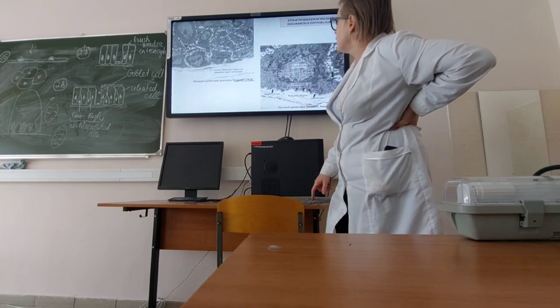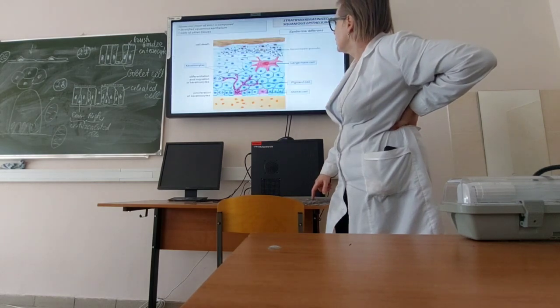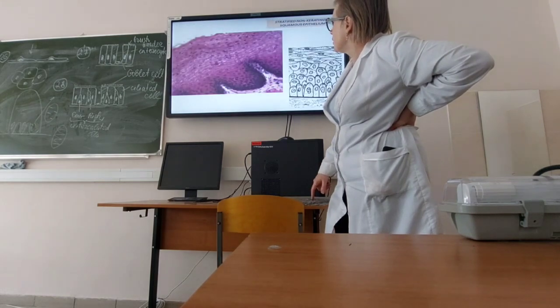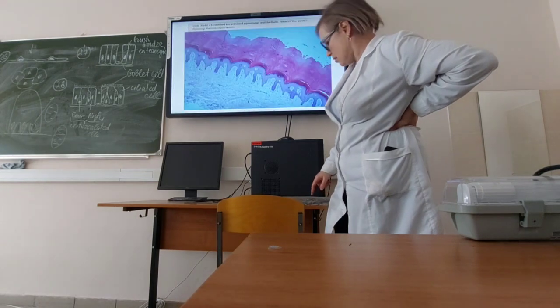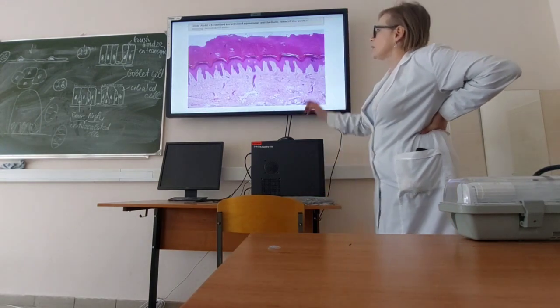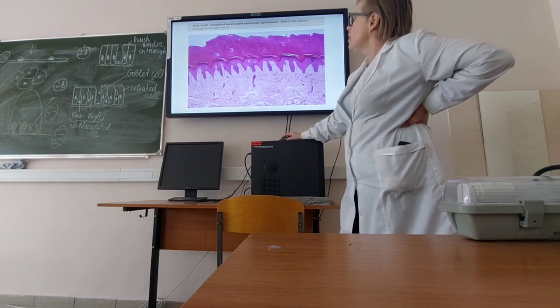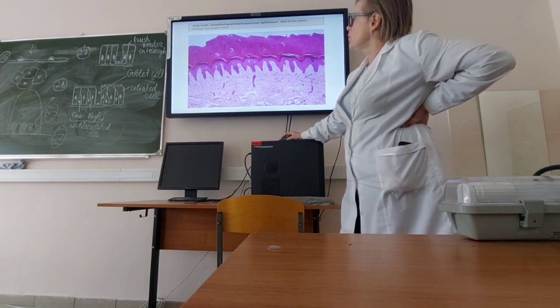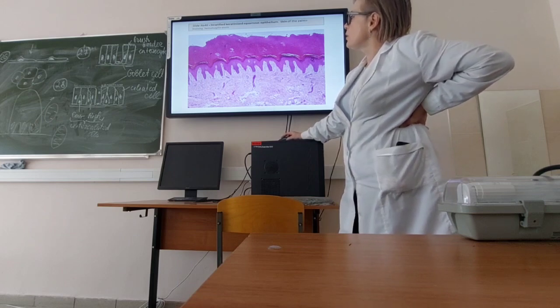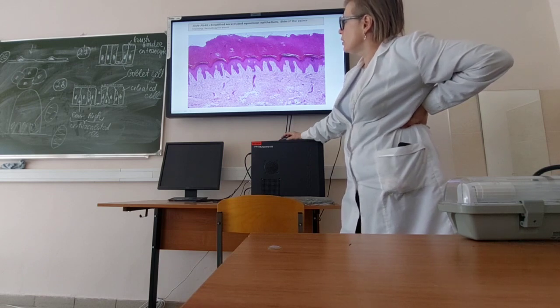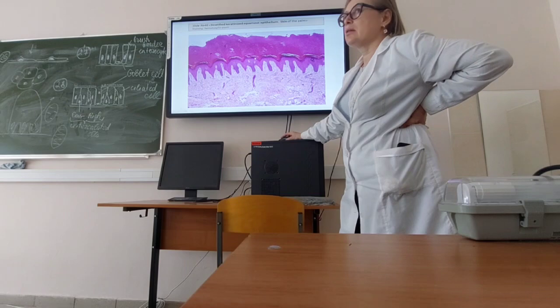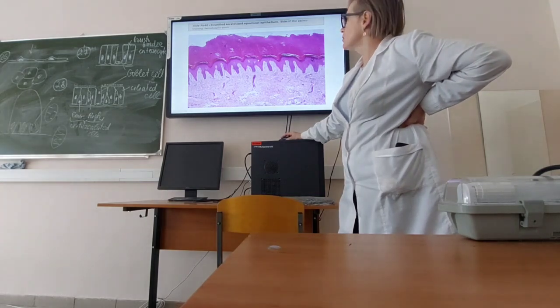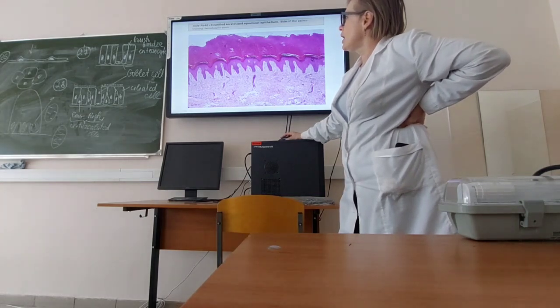Now let's examine more slides of this type of epithelium. For example, what you can see, small magnification, stratified keratinized epithelium. So basal layer, spinosal layer, granular layer. Granular will be the darkest, lucidal and corneal.